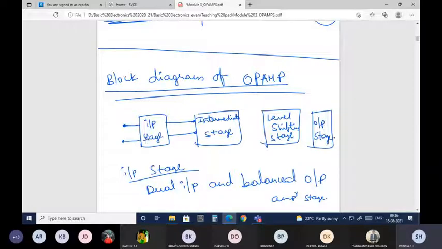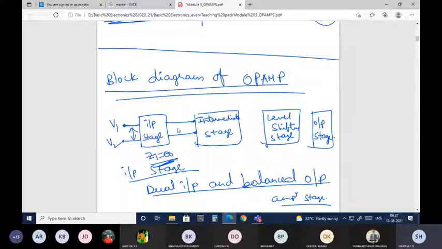So this input stage is the dual input and balanced output amplifier stage. It takes the difference between these two inputs, that difference is amplified here, and it provides two outputs. This input stage also takes care of Zi. Ideally Zi should be infinite. So along with providing amplification between the two input signals, it also increases the input impedance. That is what this input stage is used for.